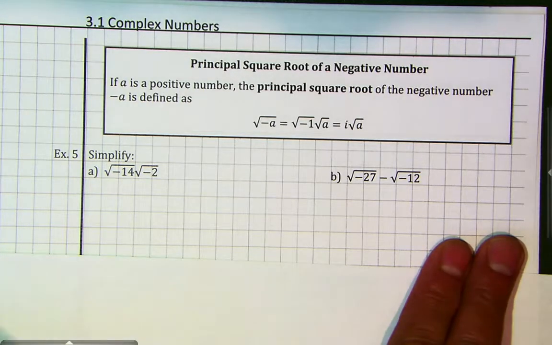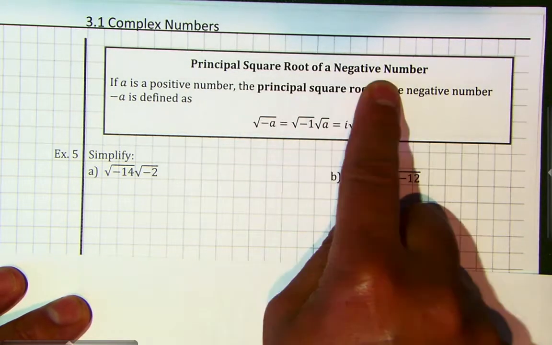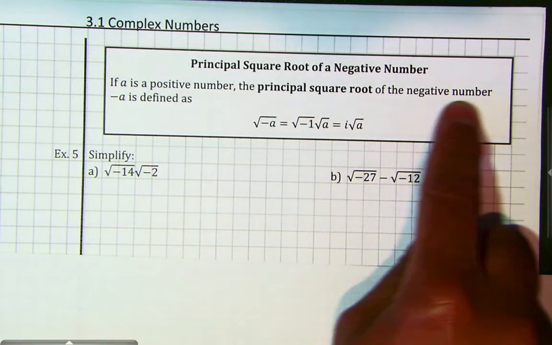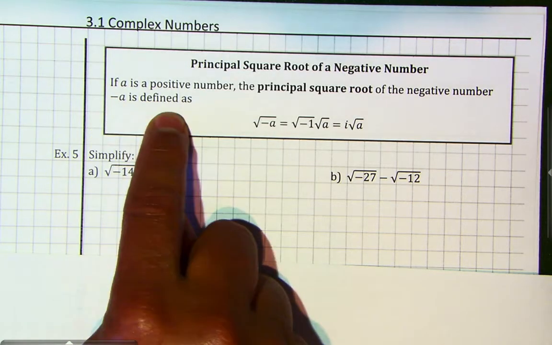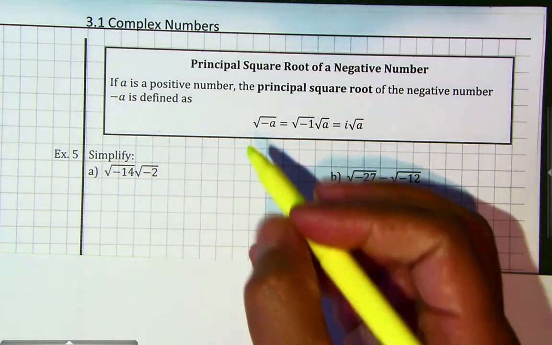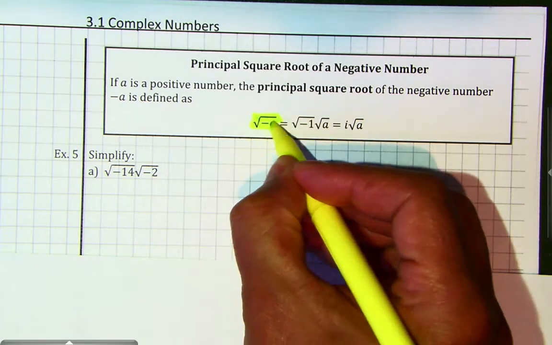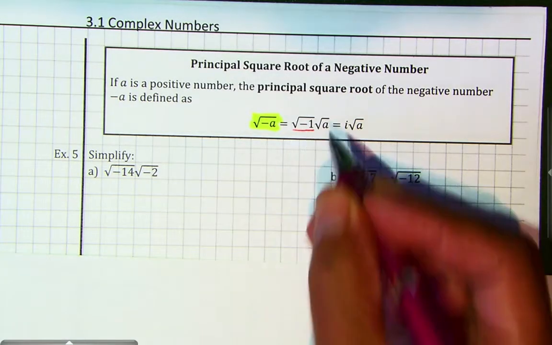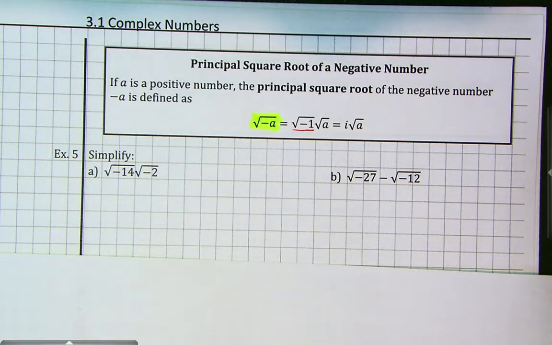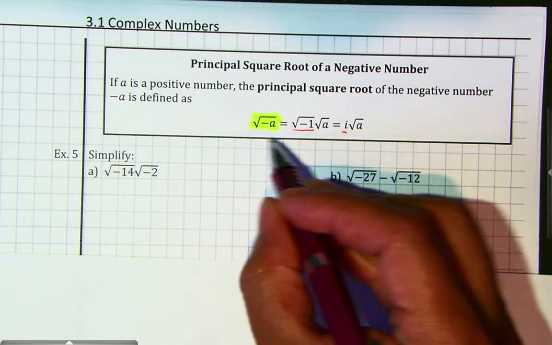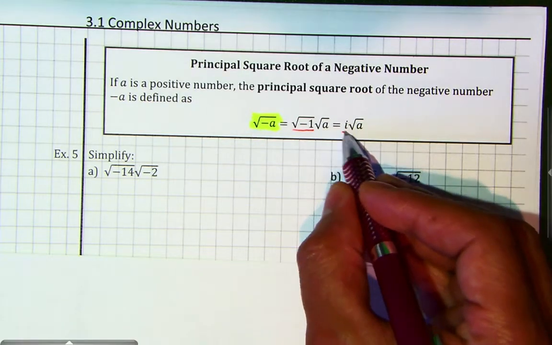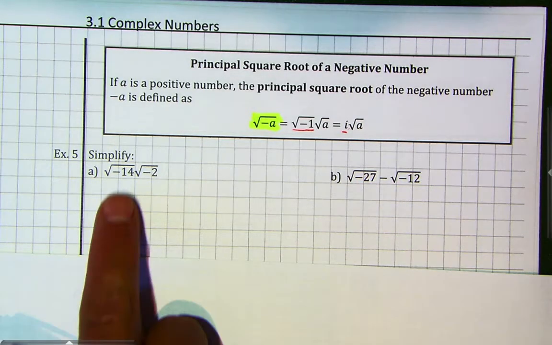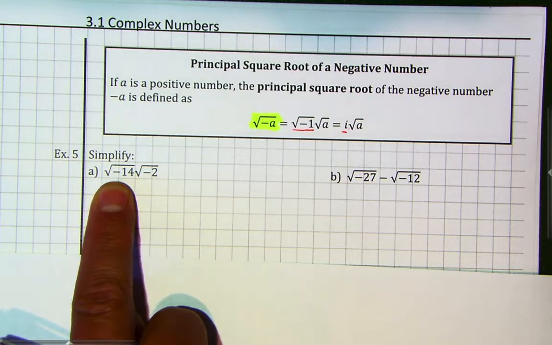Go and pause it. So principal square root of a negative number. If a is a positive number, the principal square root of the negative number, square root of negative a, is defined as follows. So whenever we have a negative inside a square root, we want to make sure that we simplify first. We take out that square root of negative 1, which is i. So therefore, the square root of negative a equals i square root of a. Do you agree? Perfect.